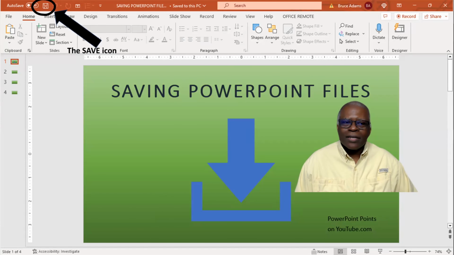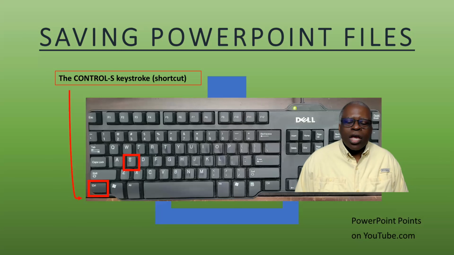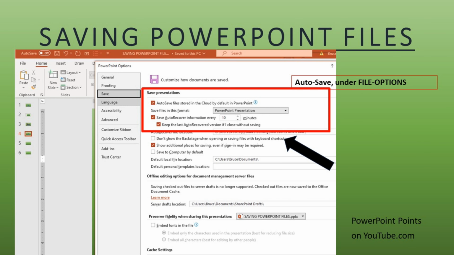The Save icon, which is the old floppy disk, using the keystroke Control S, S as in Sam, will save your files. And also autosave.